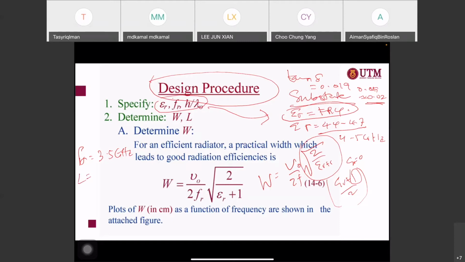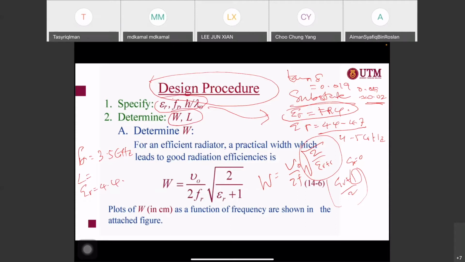Can you calculate the value of W, for example, with your epsilon R equal to 4.4? I want you to find out what W is. So you want to determine W and L at this particular 3.5 gigahertz. So how do you find W?